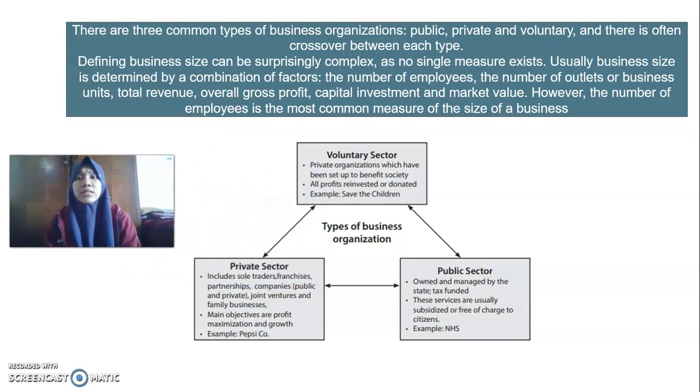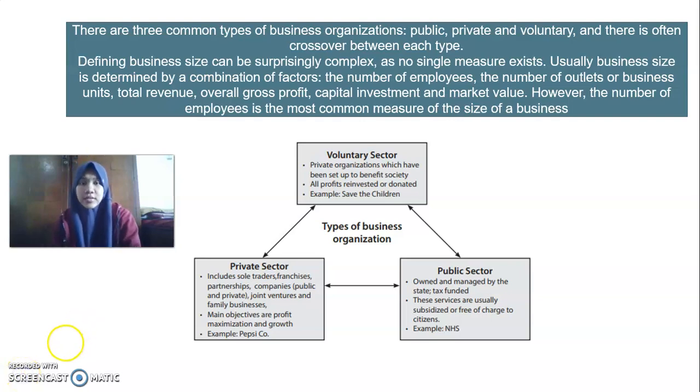There are three common types of business organizations: public, private, and voluntary, and there is often crossover between each type. Defining business size can be surprisingly complex, as no single measure exists. Usually, business size is determined by a combination of factors: the number of employees, the number of outlets or business units, total revenue, overall gross profit, capital investment, and market value.